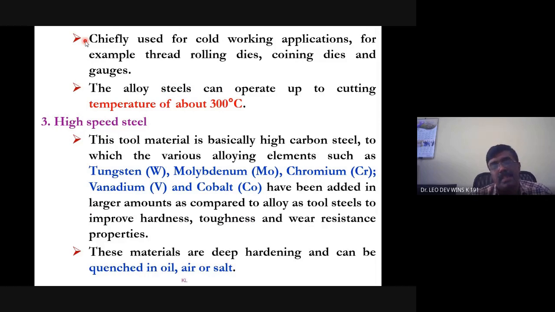Normally, this high speed tool steel will have tungsten, molybdenum, chromium, vanadium and cobalt. These are some of the materials normally present in such tools. Tungsten is W, molybdenum is Mo, chromium Cr, vanadium V, and cobalt Co. All these materials are added in proper percentage so that we are able to produce this particular tool steel.